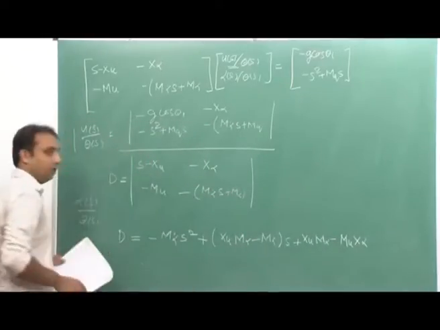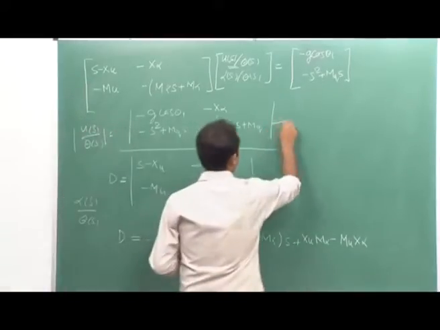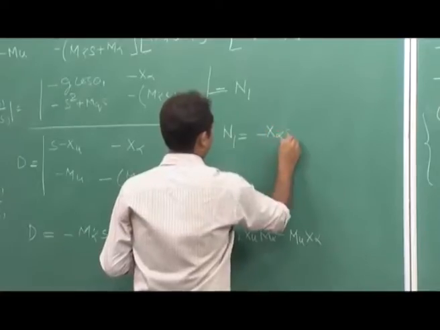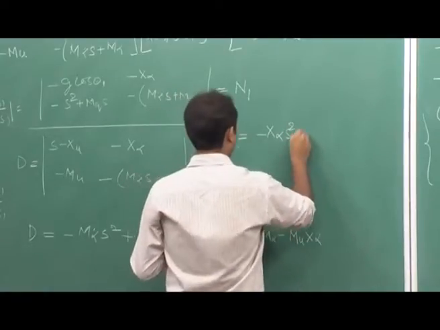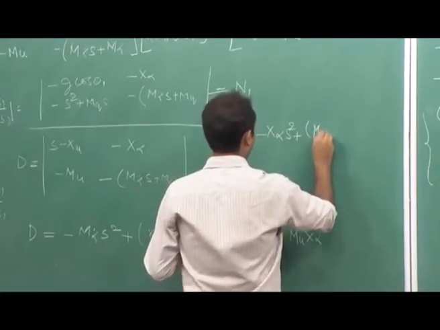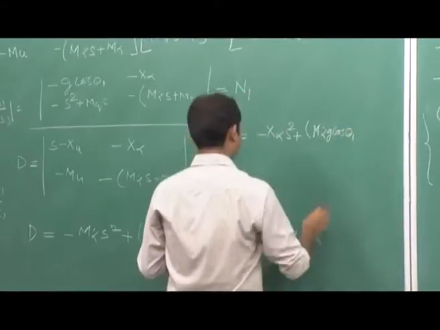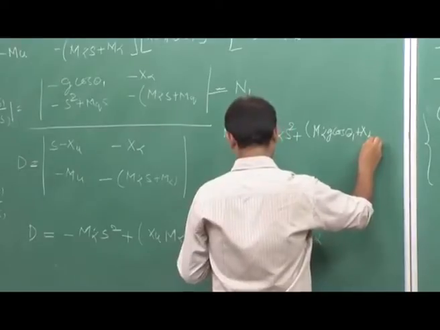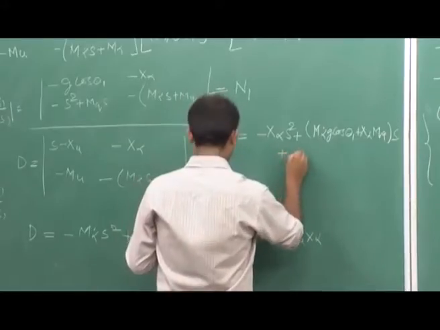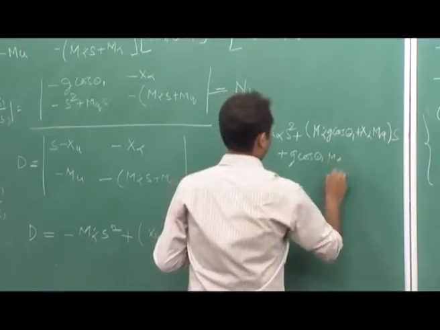Similarly, the numerator of this ratio, let me call this N1. N1 will be x alpha s square plus m alpha dot g cos theta 1 plus x alpha mq into s plus g cos theta 1 m alpha.